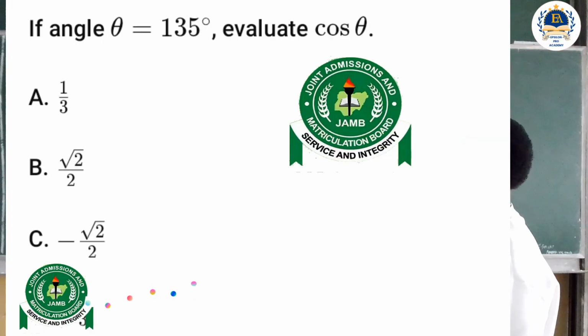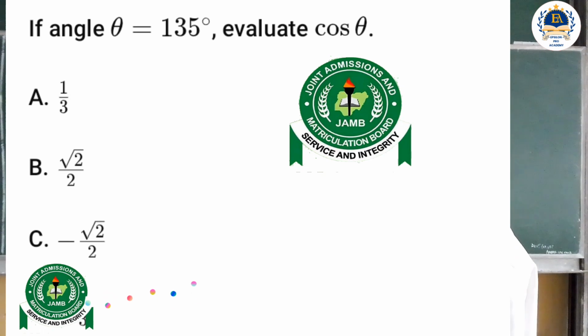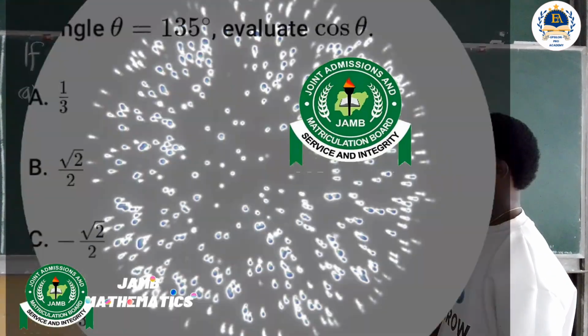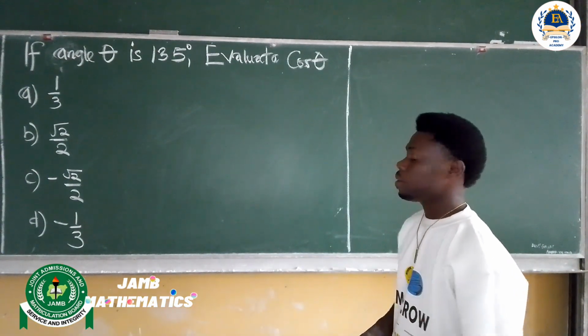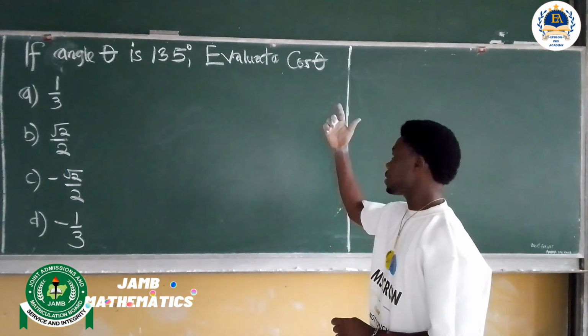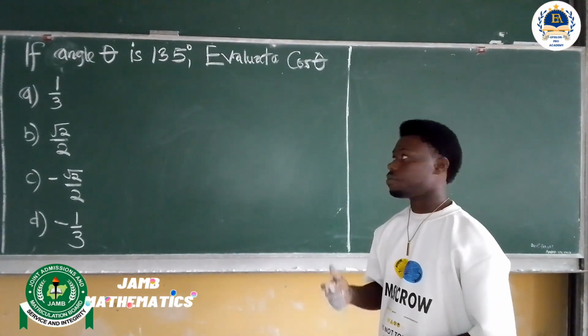If angle theta is 135 degrees, evaluate cos theta. Option A, 1 over 3, B, root 2 over 2, C, minus root 2 over 2, and D, minus 1 over 3. On the board, theta is given as 135 degrees. That is to say, cos theta is the same thing as cos 135 degrees.